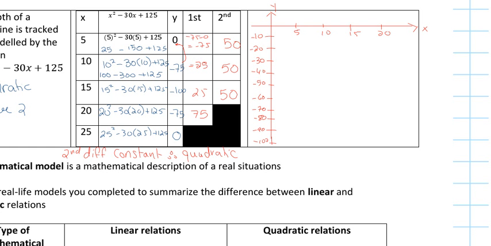Okay, I have 5, 0. So 5, 0 is going to be here. Then I have 10, negative 75. 15, negative 100. Then at 20, I'm going back up to negative 75. And at 25, I go back up to 0. So you see that this is a clear parabola.